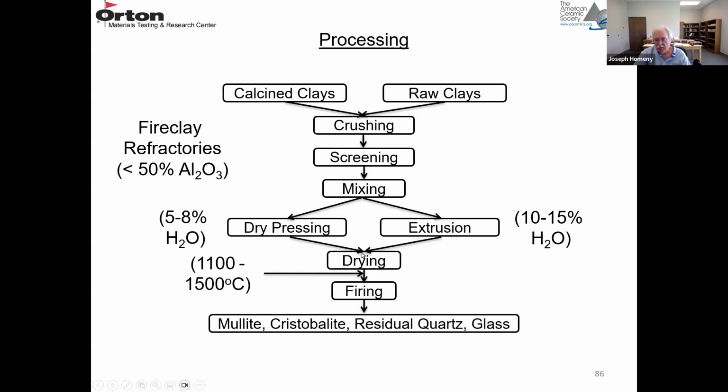They go through a drying step to remove the physically held water, and they're fired. These are not particularly high temperatures, 1100 to 1500 degrees C for these low alumina materials. You're going to end up with some mullite, some cristobalite, probably some residual quartz, and a good amount of glassy phase.